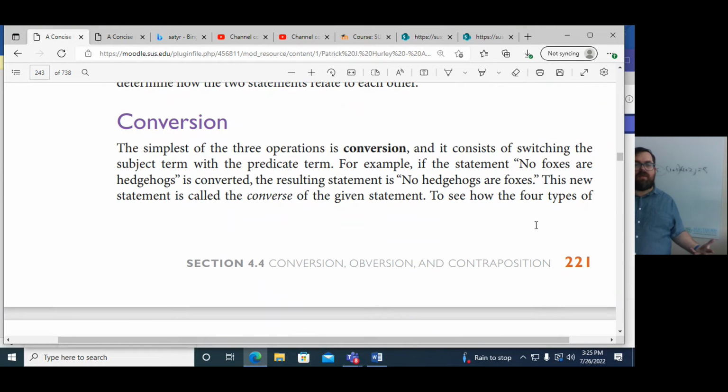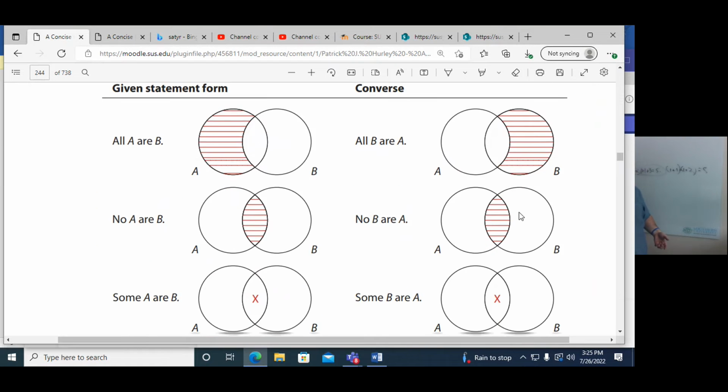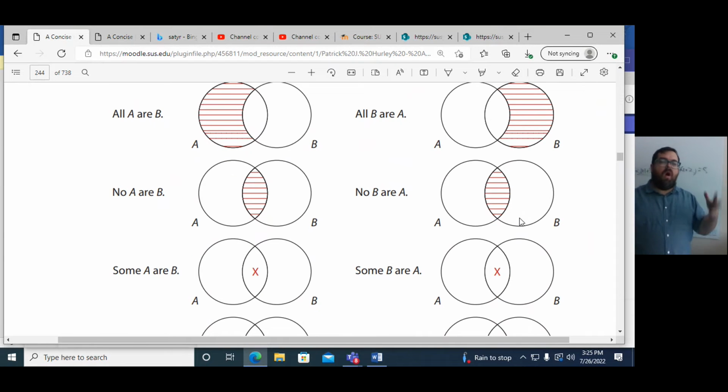So to see how these four types of categorical propositions relate to their converse, compare the following Venn diagrams. If I say to you, all dogs are mammals, and then I say to you, all mammals are dogs, I fundamentally changed the proposition. And a different picture in the Venn diagram corresponds to a complete difference, the original truth value not being maintained.